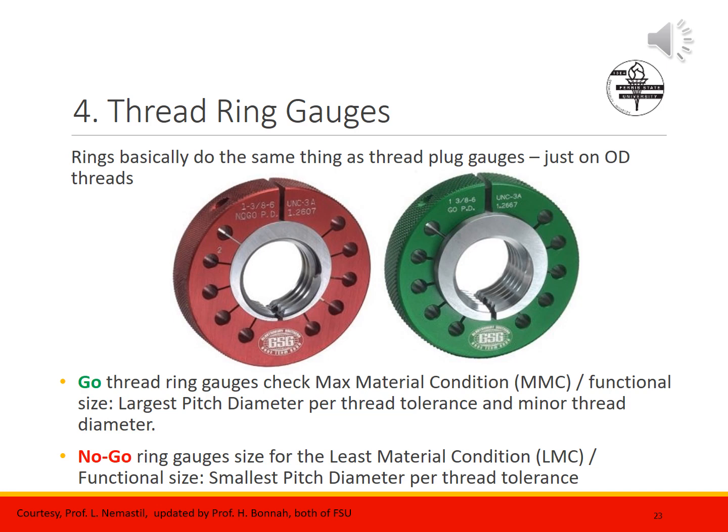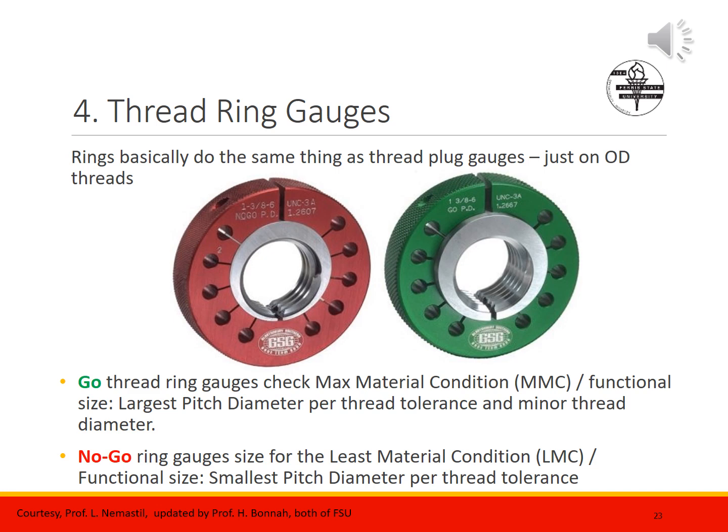So, ring thread gauges pretty much do the same thing as thread plug gauges do, just on OD threads. The go side of the thread ring gauge checks again MMC, max material condition, and its functional size. You're looking for the largest pitch diameter per thread tolerance and minor thread diameter. Now, no-go rings size for the least material condition. Functional size again, smallest pitch diameter per thread tolerance.